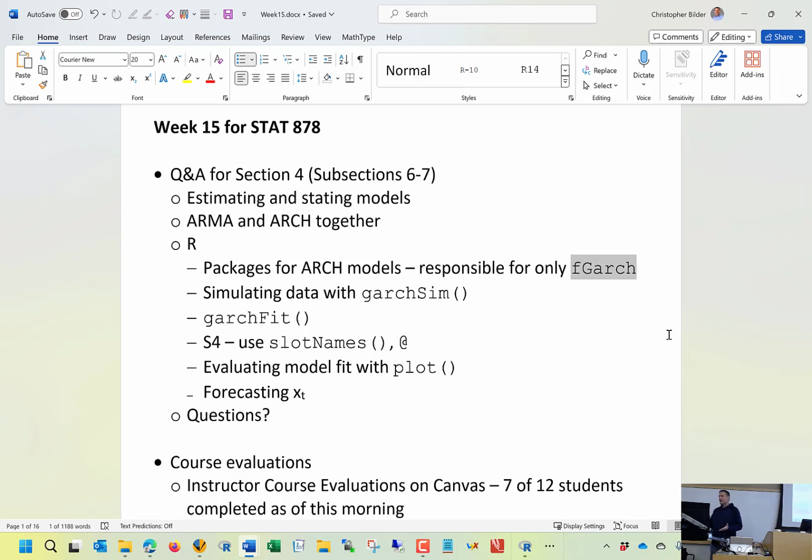First of all, to simulate these kinds of data from these kinds of models, we could use the garchSim function. To estimate the models, we use garchFit. Now, an interesting thing that comes about with using this is that we need to use basically the S4 version of the S language when working with these kinds of functions. Just out of curiosity, do you learn about S4 in Stat 850? Yes or no?